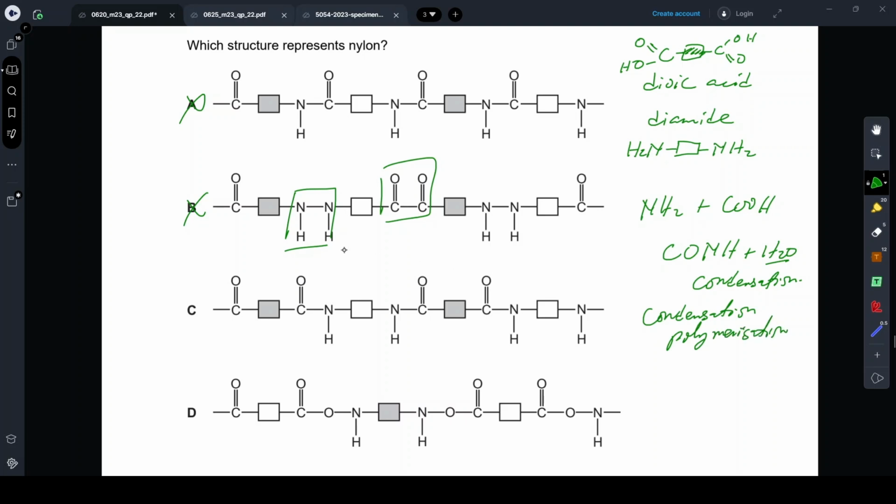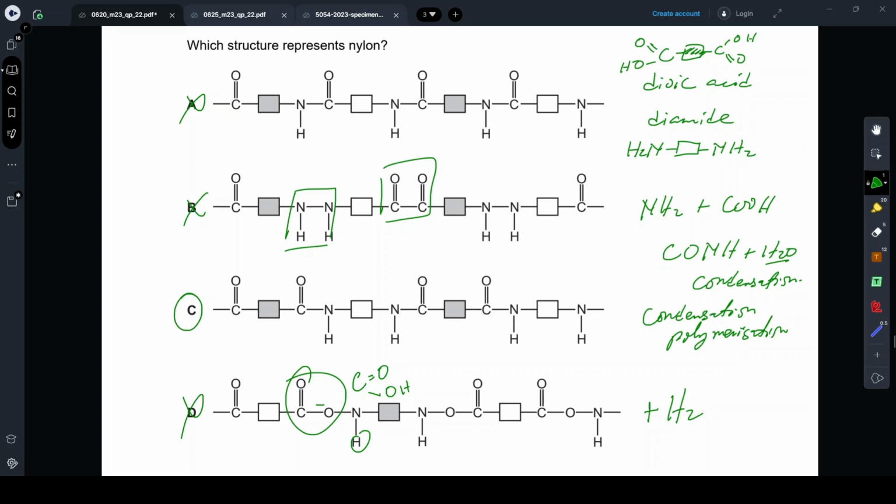Yes, right. What's the problem with this one? C and O are together. So the acid has both its oxygens left, it's only lost a hydrogen, and so basically what they're suggesting is that what's lost is a hydrogen molecule, which is not what happens. Okay, so your answer is going to be C.